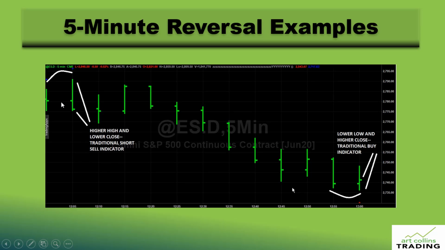And this is what it looks like. Here you see a bar that has a higher high than the previous and a lower close. So that would be a sell. Here you got a lower low and a higher close than the previous. That would be a buy. That's the classic traditional view of the reversal bar.